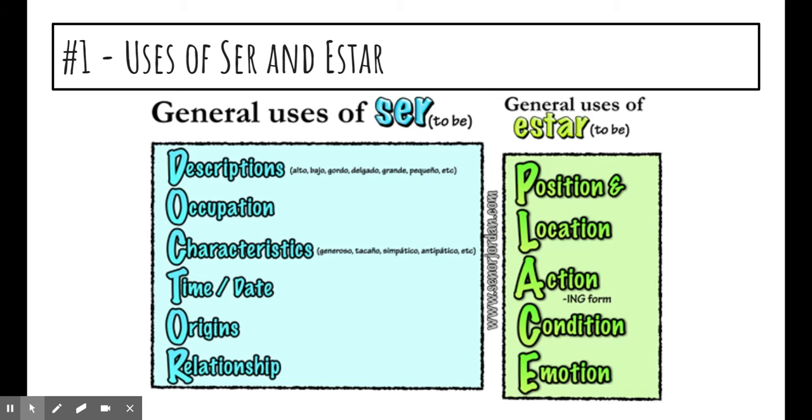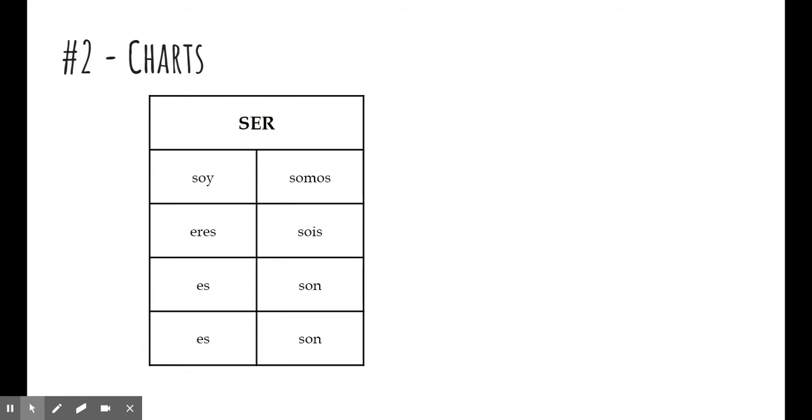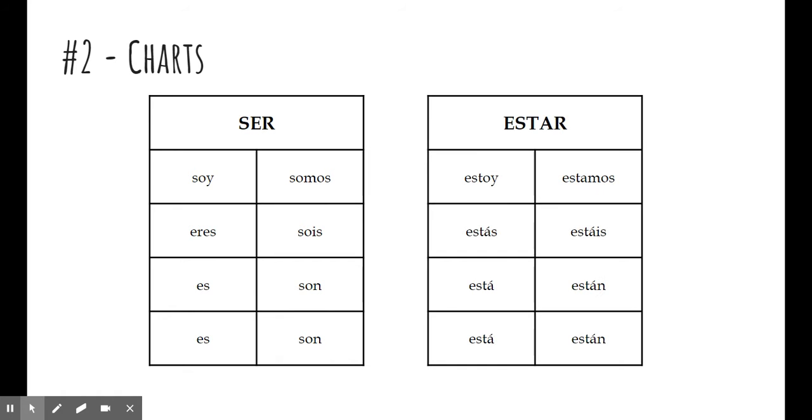And then for estar, you have place, position, and location, very similar there. Action, that'd be your present progressive, -ing form of a verb, condition and emotion, more temporary states. Again, estar is going to be more for temporary things. So a few charts to be reminded of. You have ser: soy, eres, es, somos, sois, son. Matches up with your subject pronouns chart for doing chart matching and conjugating. And then you have estar: estoy, estás, está, estamos, estáis, están. Those are your conjugations of estar.